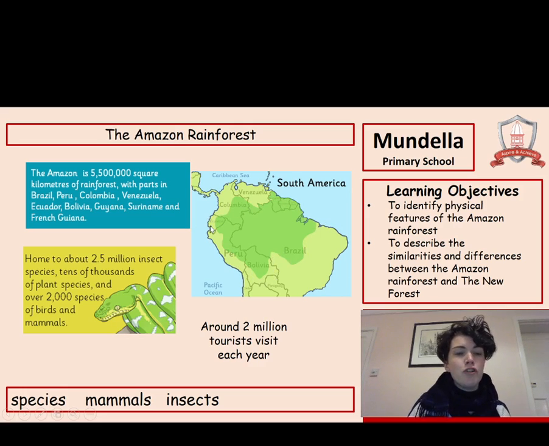It's home to about 2.5 million insect species, tens of thousands of plant species and over 2,000 species of birds and mammals. So it's a very, very rich diversity of all sorts of living things. And each year it welcomes around 2 million tourists. So it's a huge number of visitors who come to visit the Amazon rainforest each year.